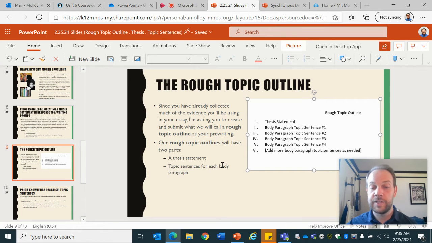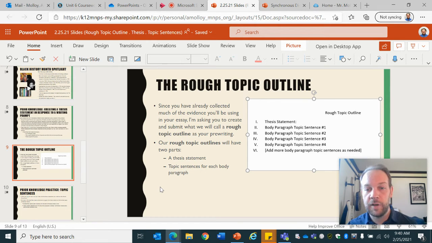A thesis statement and then topic sentences for each body paragraph. You don't need to include evidence, commentary, examples, all those other things that you would include within your body paragraphs. You don't need your hook. You don't need the other parts of the essay. This is a bare bones structure of your essay. I just want to see a general, rough topic outline of what you're going to be talking about.